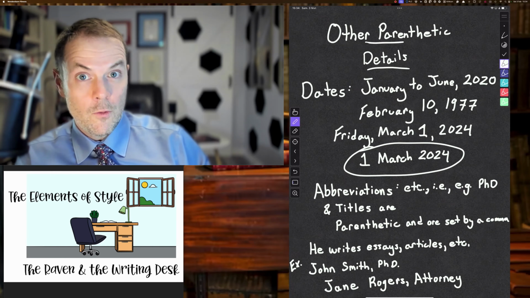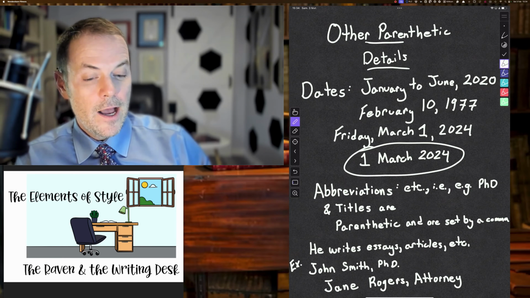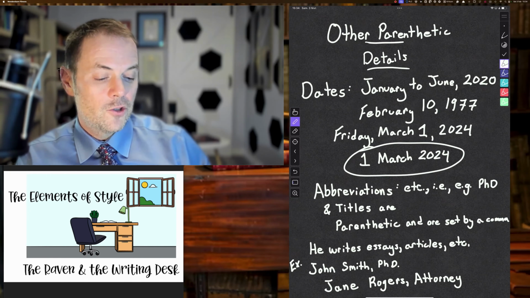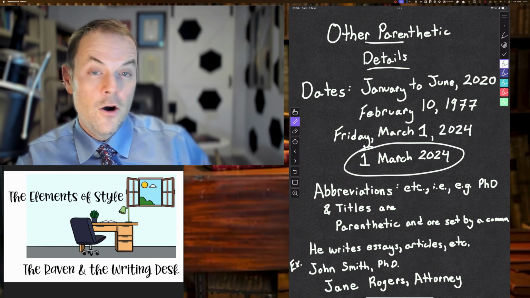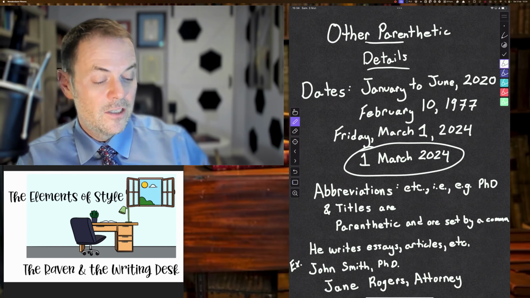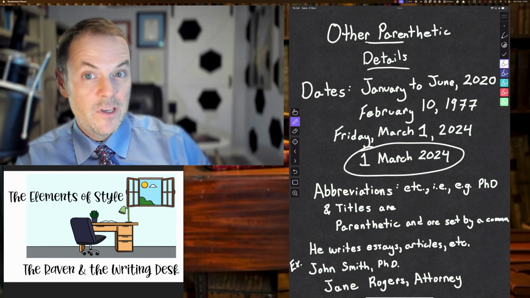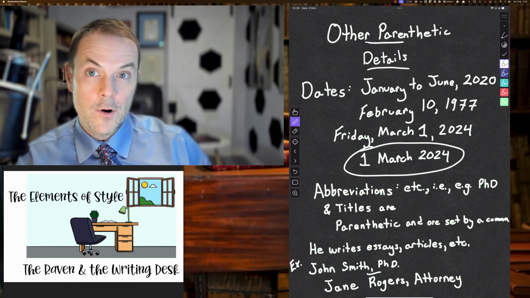Just to start to wrap up this rule, abbreviations are also considered parenthetic and need a comma. So if you're dropping an etc., i.e., or e.g. in your sentence, it's going to be followed by a comma. And of course, if someone's title is a PhD, John Smith, PhD, you're going to have that comma right there.